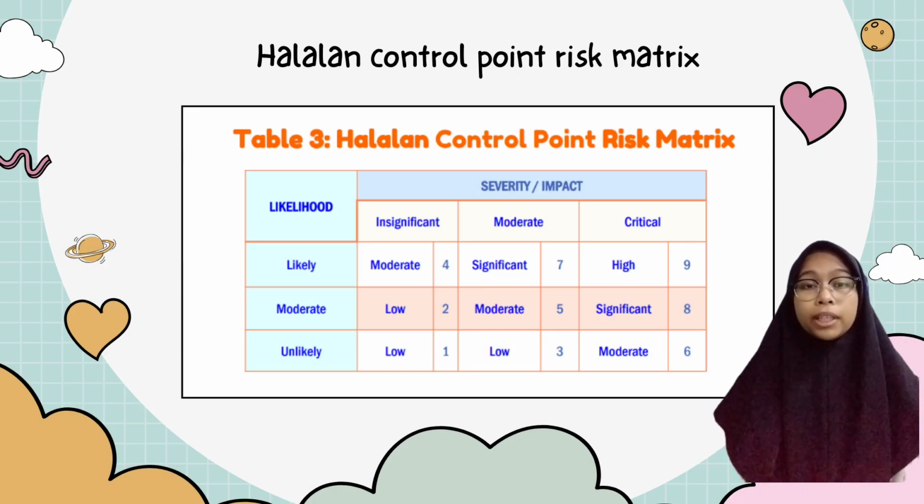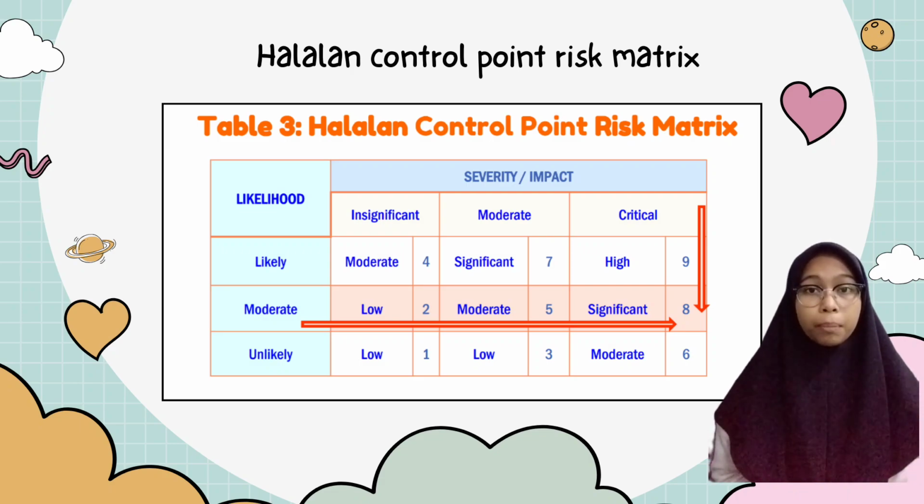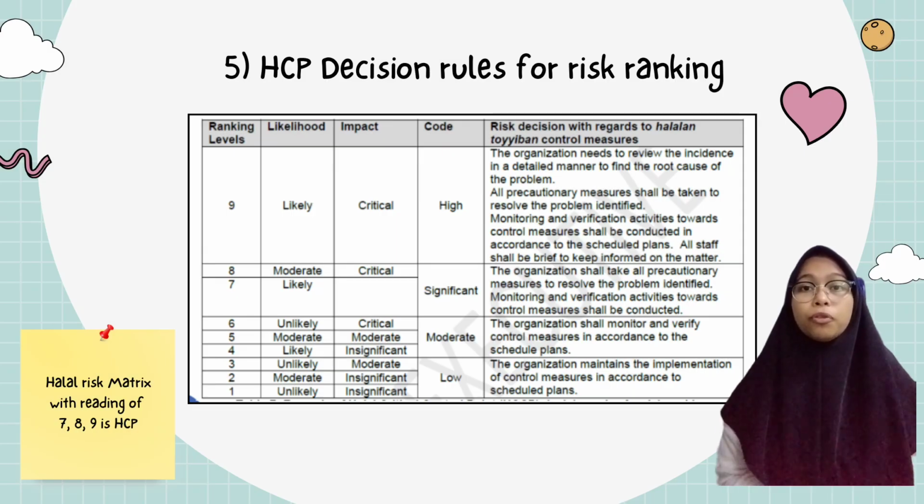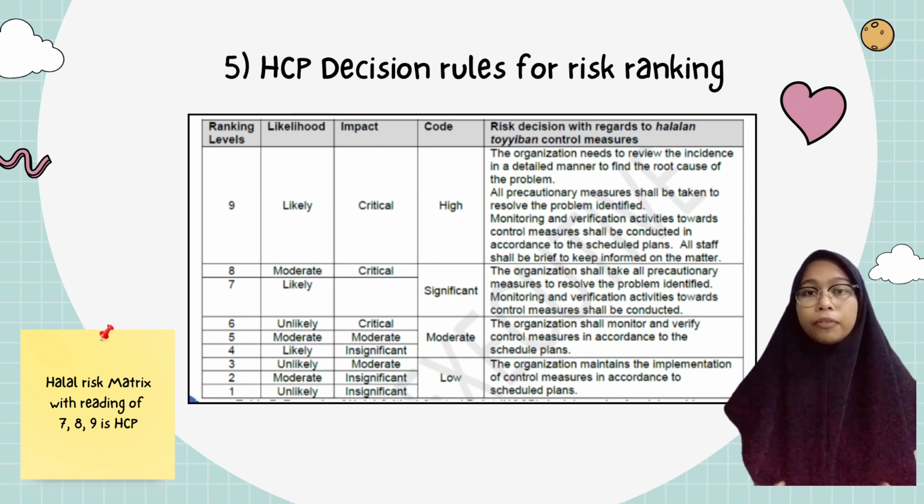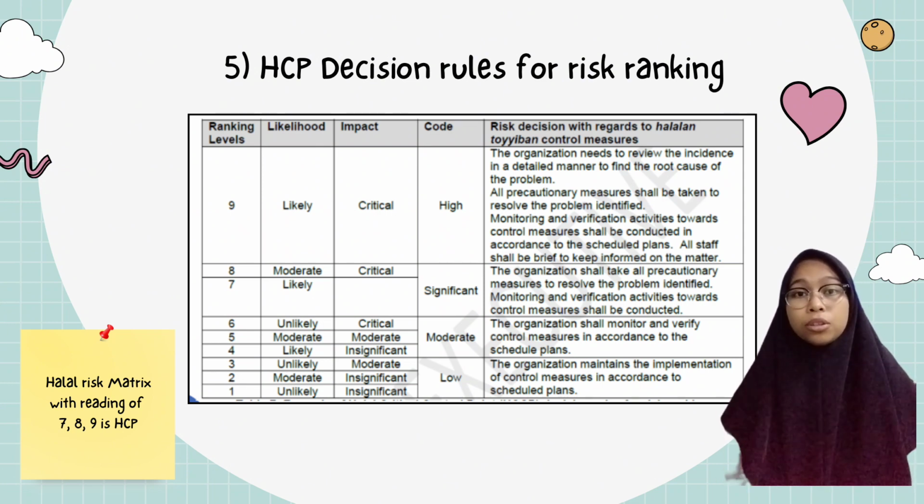Now, we move to the halal control point risk matrix. For this table, we need to pair the likelihood and the impact to get the ranking levels of halal control point. For example, if we pair impact of critical with the likelihood of moderate, the ranking level that we get is 8. Now, we move to the last step in identifying halal control points, which is making decision rules for risk ranking. After we get the ranking levels from the matrix table just now, we need to come out with the code number and the decision for control measure.